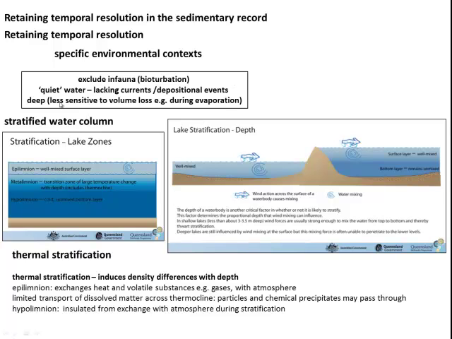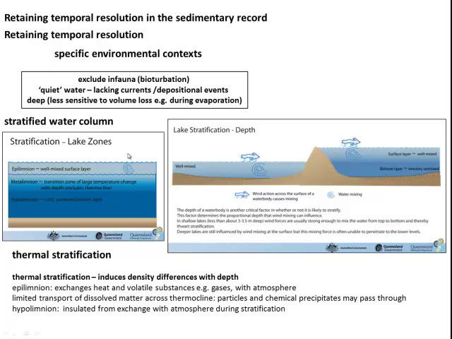And typically we want deeper environments, largely because they're less sensitive to loss of volume of water. For example, if you have a lake that's evaporating, clearly the deeper the lake, the larger the volume of the water, the more likely it is to survive those episodes of evaporation without going entirely dry. One of the easiest ways to stratify your water column to create an environment at depth within it that satisfies these circumstances is to thermally stratify it.